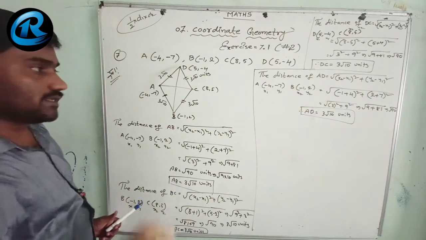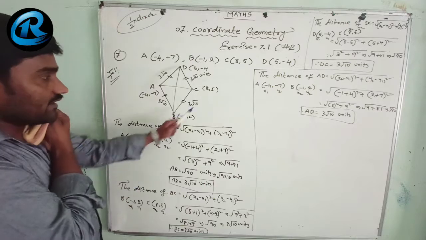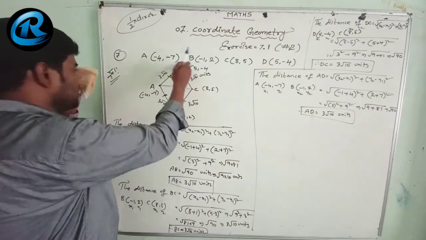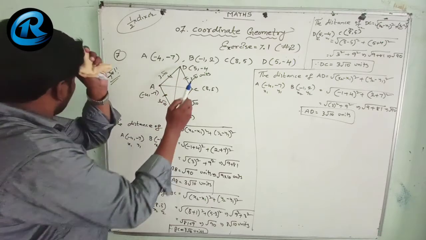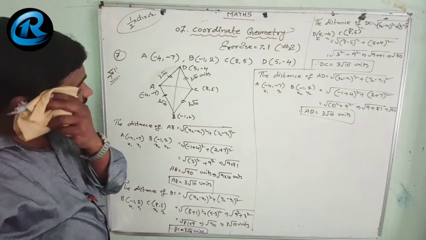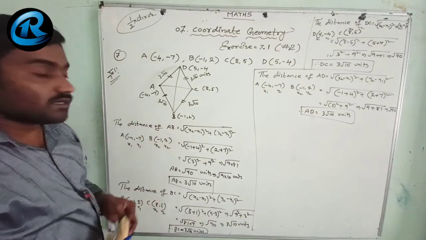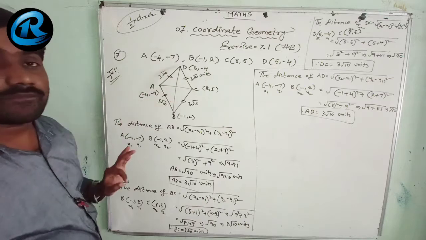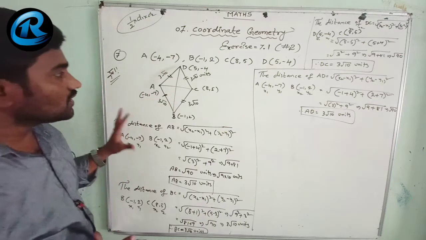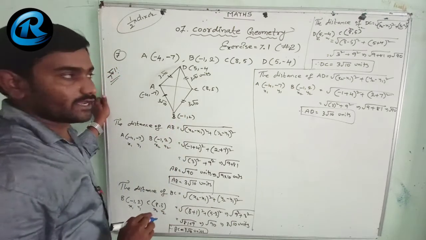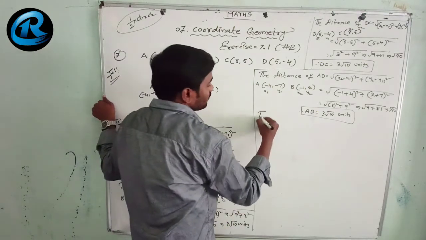Now what can we say? All the sides are equal here. All the sides are equal, where AB is equal to BC is equal to CD is equal to AD. All the sides of this rhombus are equal. But we have to go with the diagonals. Diagonals are not equal in the rhombus. So let us find out the AC diagonal and BD diagonal.